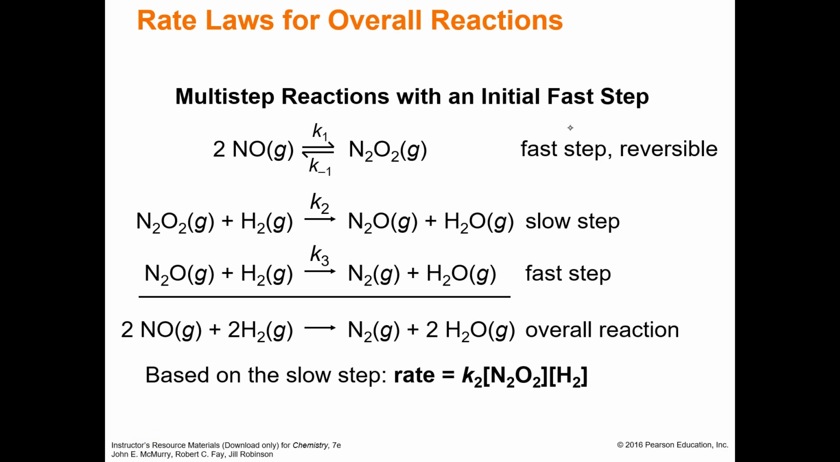If we look at another example here, we have three steps. One of these is slow, the other two are fast. The fast step, however, is reversible, so it can go in either direction, but once we get into N2O2, this next process is slow. So if we write the rate law based on the slow step, the rate is going to be equal to K2 times N2O2 times H2.